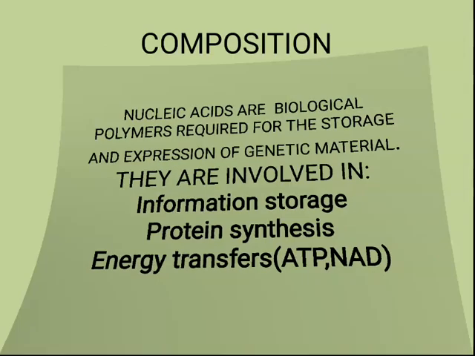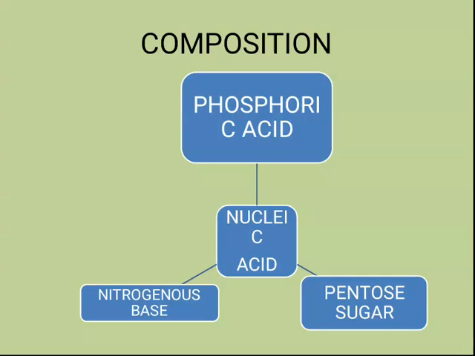Now next is chemical composition of nucleic acids. Actually nucleic acids are made up of three main parts, three main units. The first unit is a nitrogenous base, the second unit is pentose sugar, and the third unit is phosphoric acid.